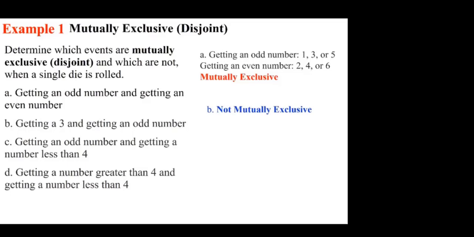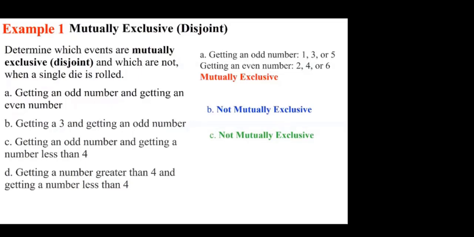The next one says getting an odd number and getting a number less than 4. So what are the numbers less than 4? 1, 2, 3. And as you can see, 1 and 3 are odd numbers. Therefore, they cannot be mutually exclusive. Finally, getting a number greater than 4. Okay, so what are those numbers? Greater than 4.